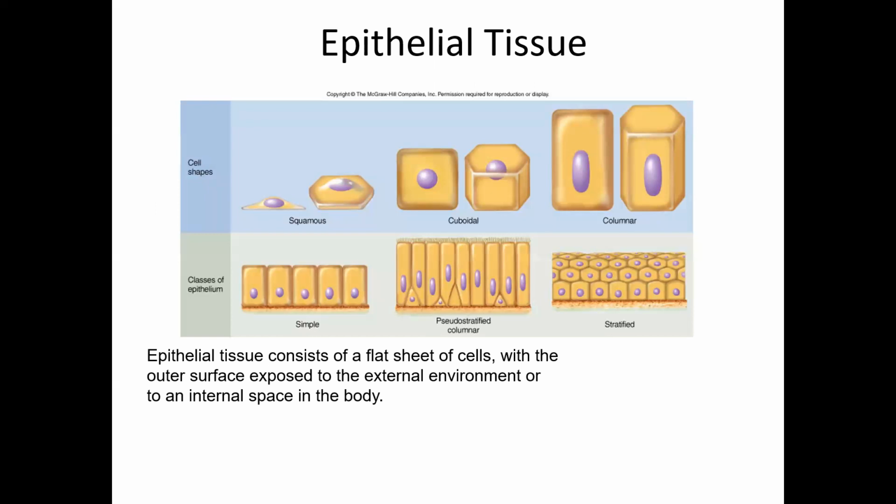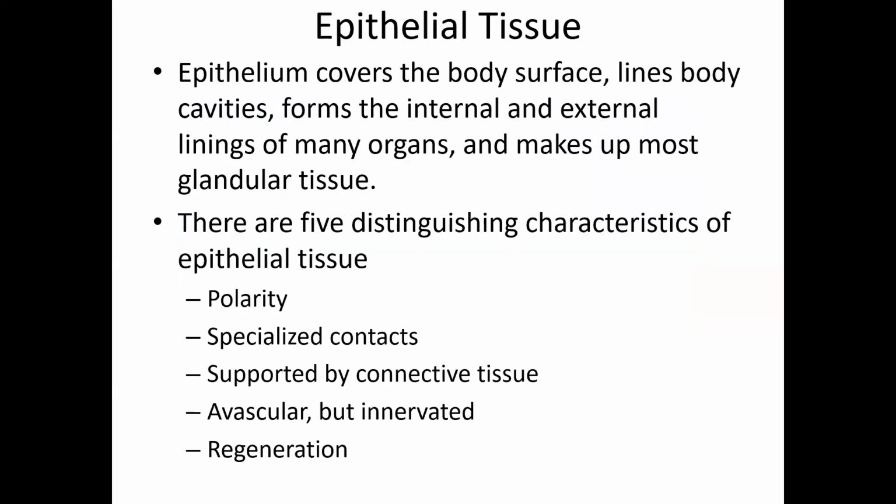Epithelial tissue is just cells. Epithelial tissue is one of our four primary tissue classes. And like I said, it's just a bunch of cells. We don't see an extracellular matrix here. They are sheets of cells. The outer surface will be exposed either to the external environment or to an open space in the body. Think your skin or the lining of your digestive tract. So it covers your body surface, lines all the cavities, and forms the lining of most hollow organs. Lots of glandular tissue is also epithelial tissue.